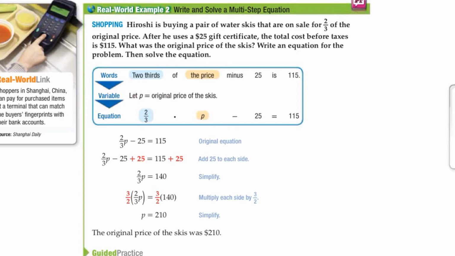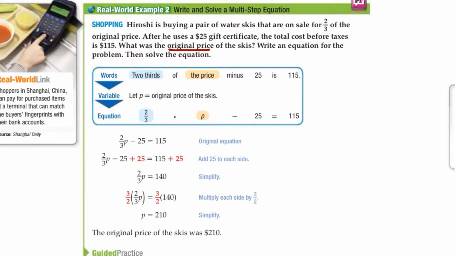But I'm going to read this. Hiroshi is buying a pair of water skis that are on sale for 2/3 of the original price. After he uses a $25 gift certificate, the total cost before taxes is $115. What was the original price? I'm going to underline that. Original price of the skis. Write an equation for the problem, then solve the equation.